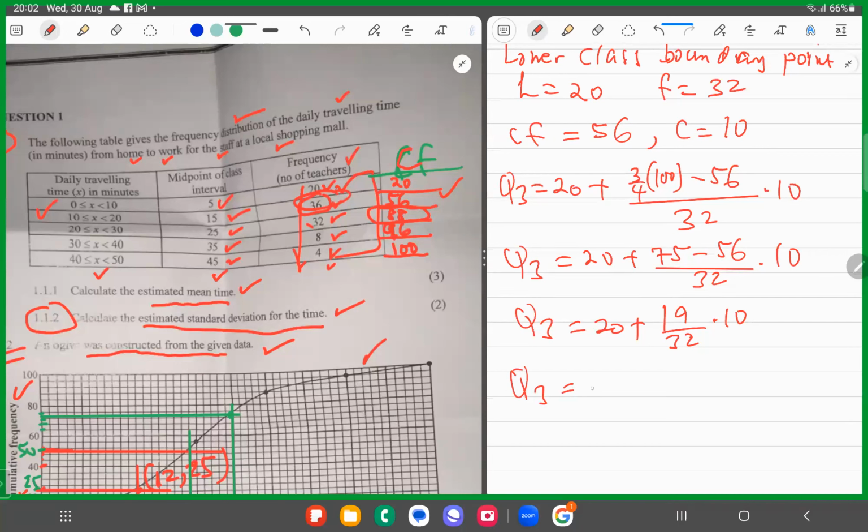Q3, which is 20 plus 5.93, you can put the decimal point here, 5.9375. I know that this you might have never seen in your whole life. So this one is 25.9375. Right, so that's something you need to note. Okay, something you need to note. Note that.